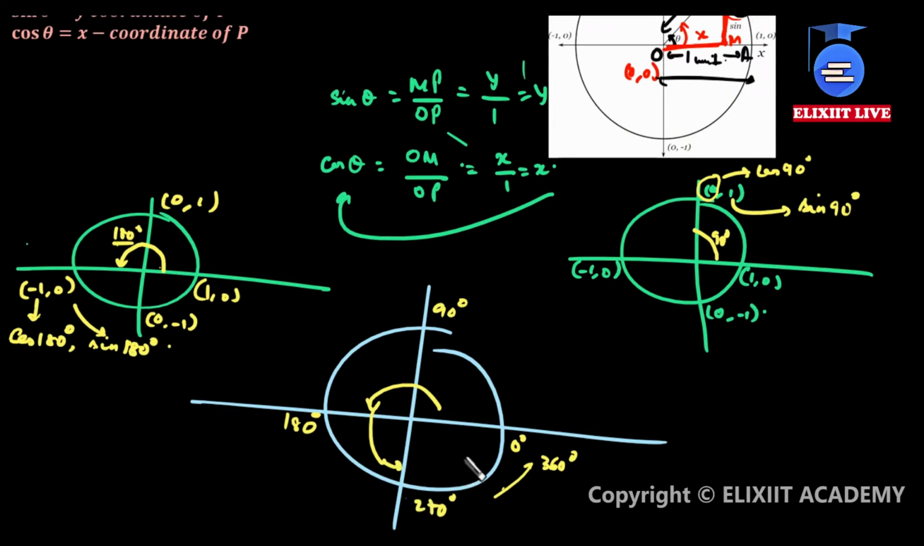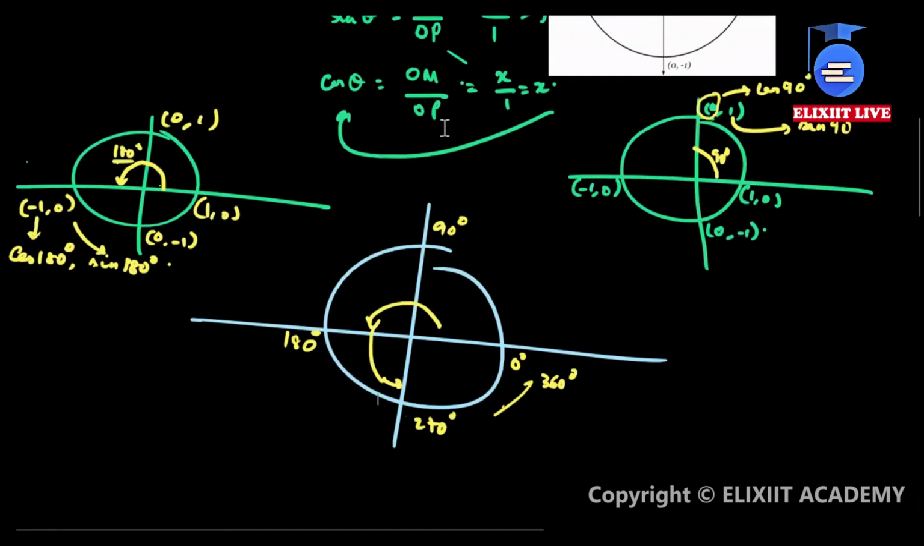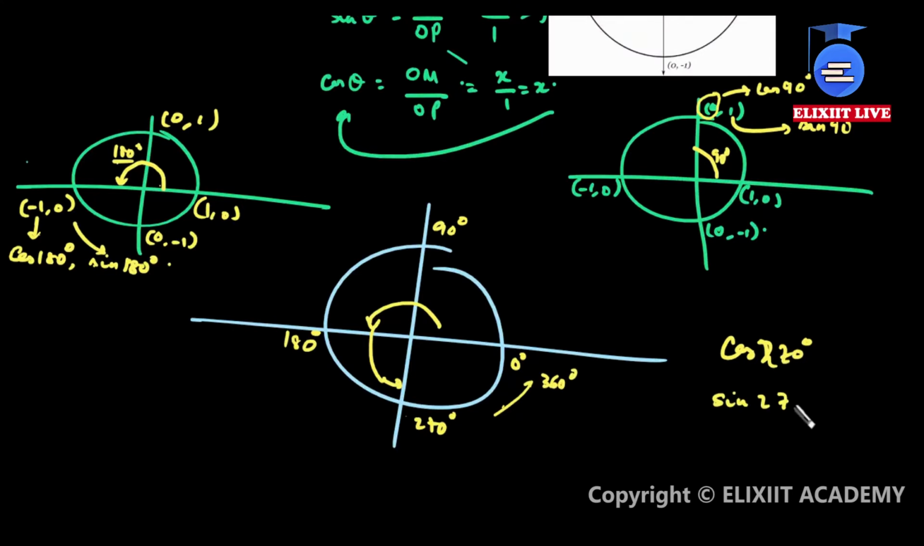So if someone asks you what is cos 270 degrees and sine 270 degrees, what will you say from here? This point is 0 comma minus 1. You're lying over here, right?